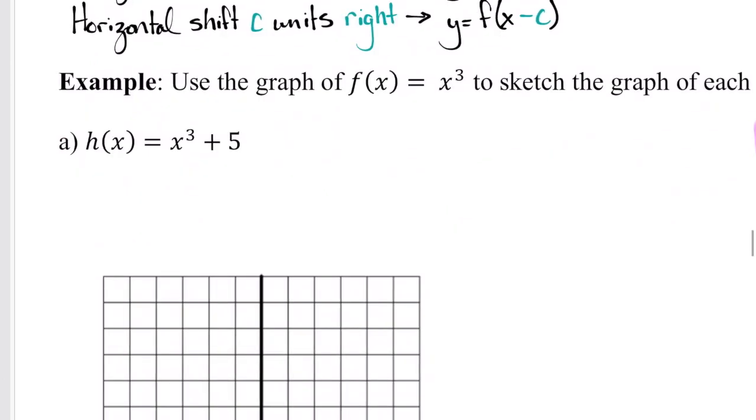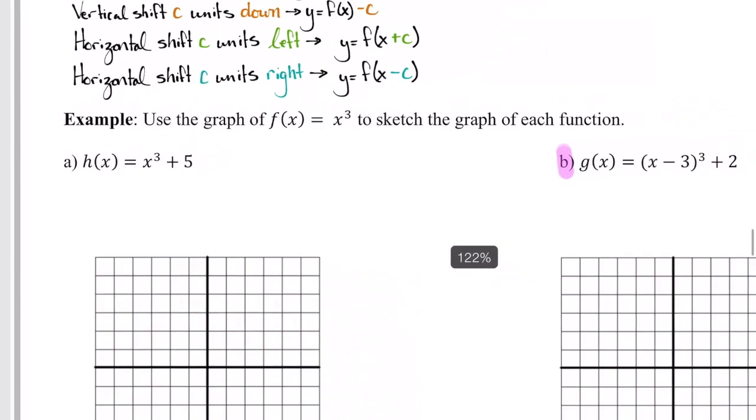So here we've got the parent function f of x equals x cubed. They want us to sketch the graph of each of these functions.